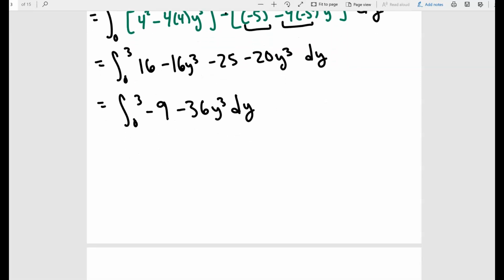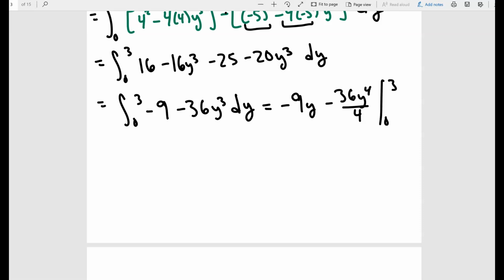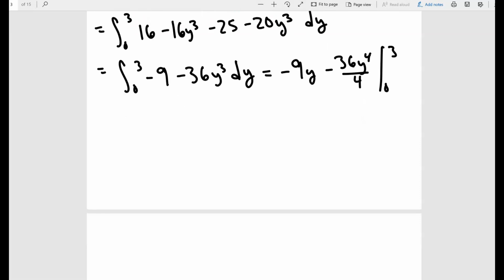So now I only have y's by itself. Now all I've got to do is take the antiderivative of this. So I'm going to get -9y minus 36y to the 4th over 4 from 0 to 3. And then use the fundamental theorem of calculus. Let me clean it up a little bit more: -9y minus 9y to the 4th from 0 to 3.